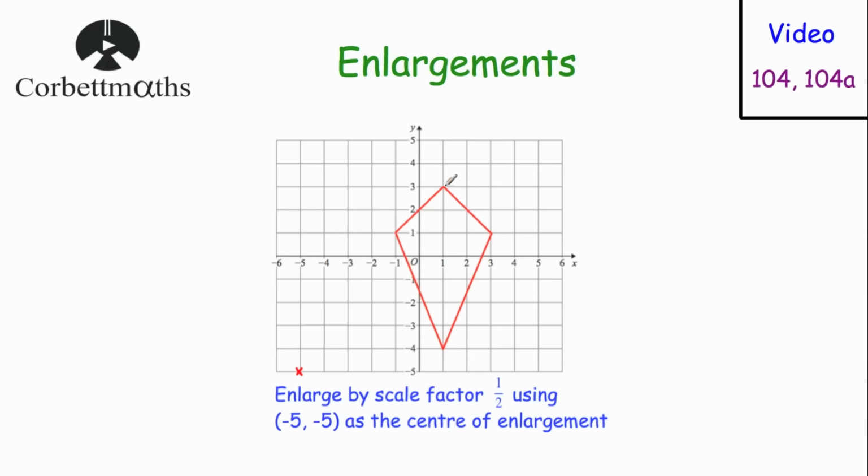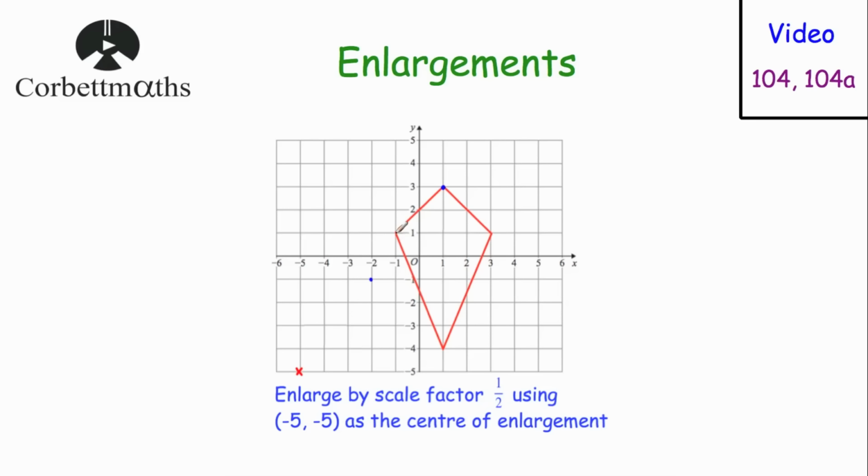So if, for instance, we looked at this point at the top of the kite, this point is 1, 2, 3, 4, 5, 6 squares to the right, and 1, 2, 3, 4, 5, 6, 7, 8 squares upwards. Because we're using a scale factor of a half, we're going to half those distances. So instead of going 6 to the right, we're going to go 3 to the right, 1, 2, 3. And instead of going 8 up, we're going to go 4 up. So 1, 2, 3, 4. So the top of our kite will move to here.